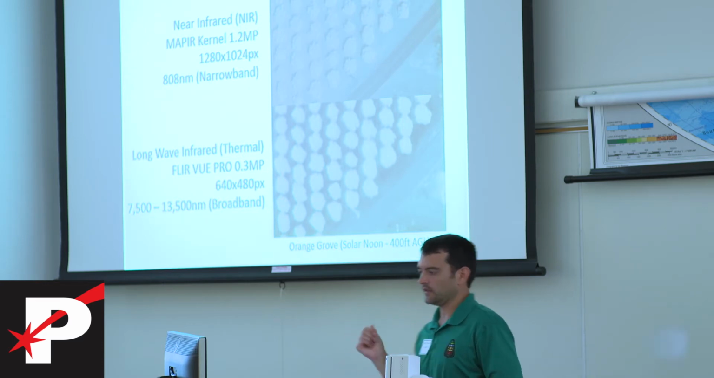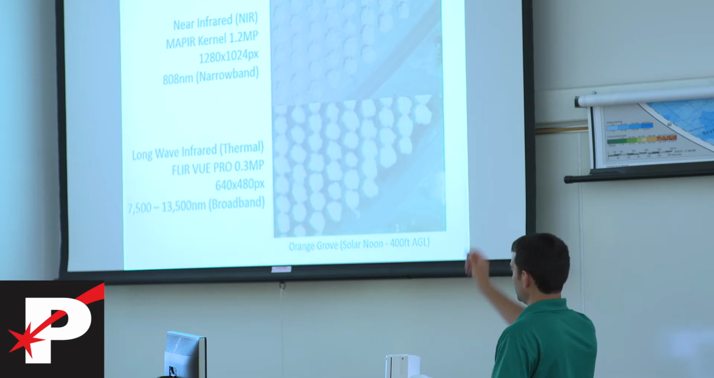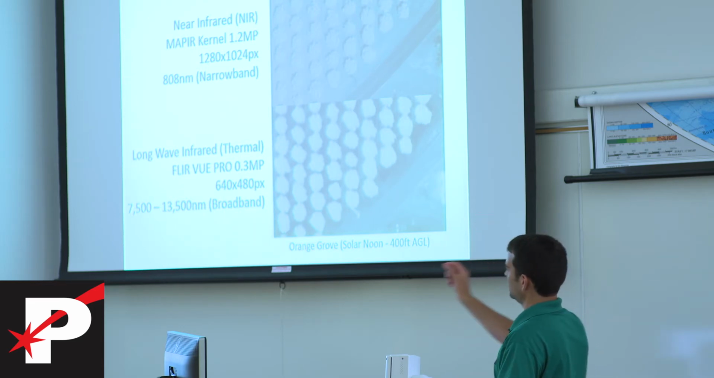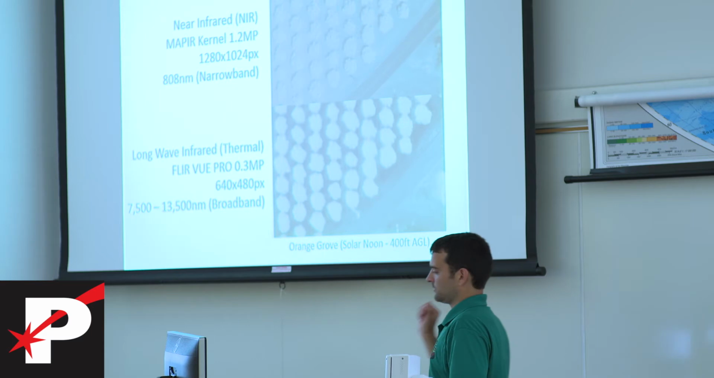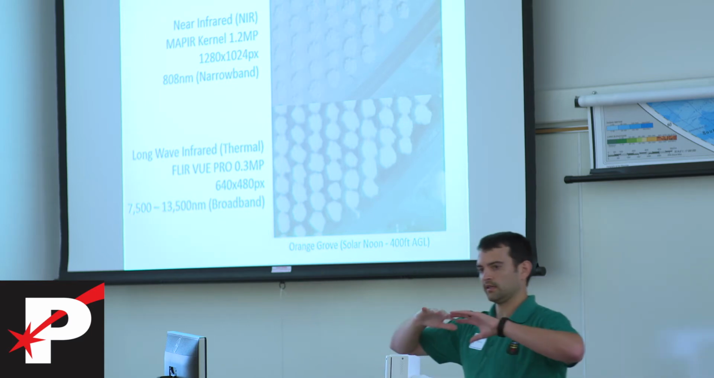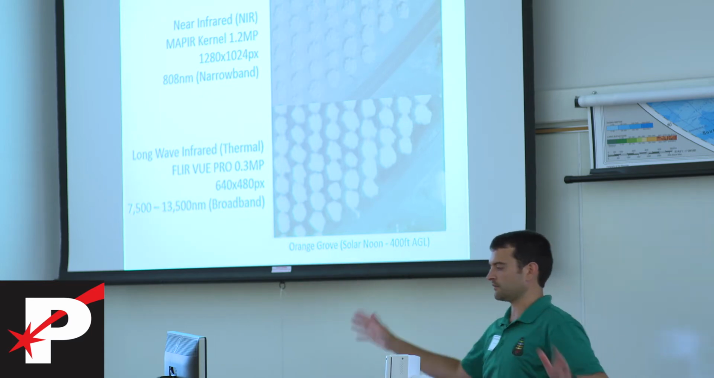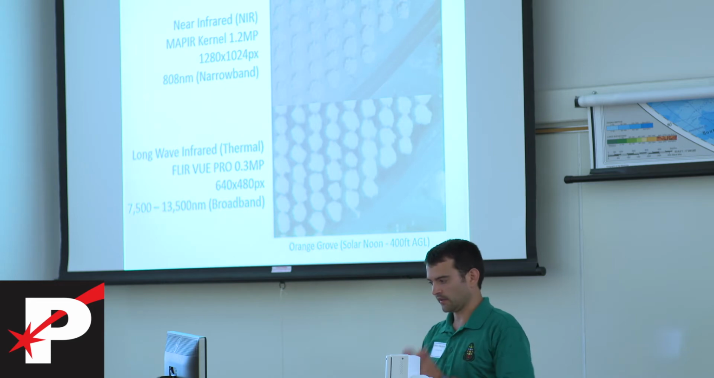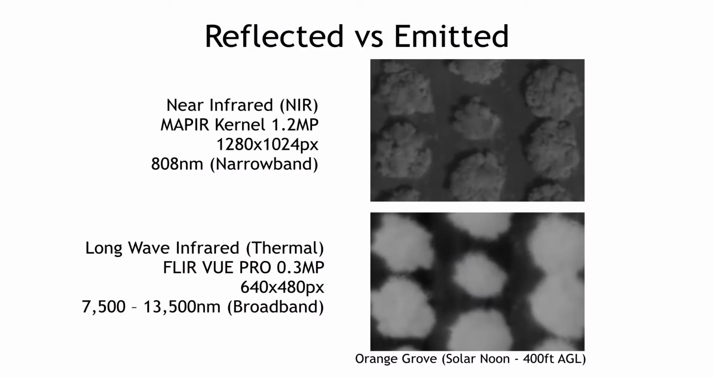And again, the 808 nanometer one is a narrowband. We're seeing a very narrow sliver of light. And the thermal camera is what I consider a broadband. It's seeing a large expanse of information, and it doesn't see a very, very narrow thing. This is a crop from the previous photos. This is simply to show the difference in resolution.